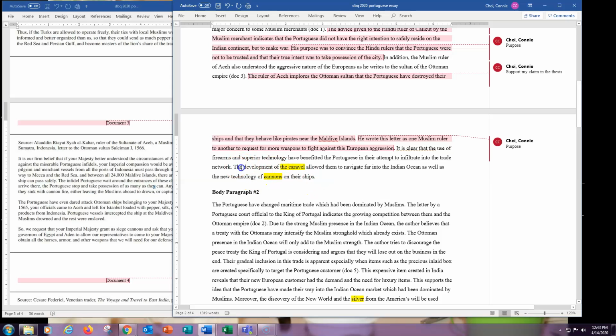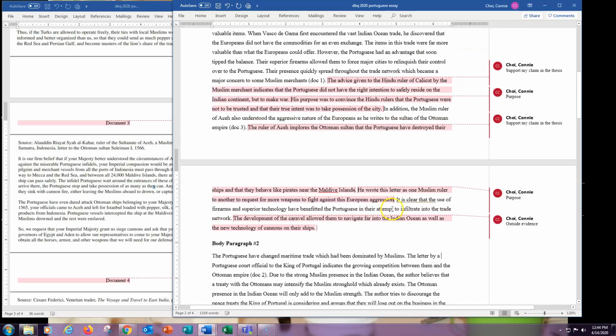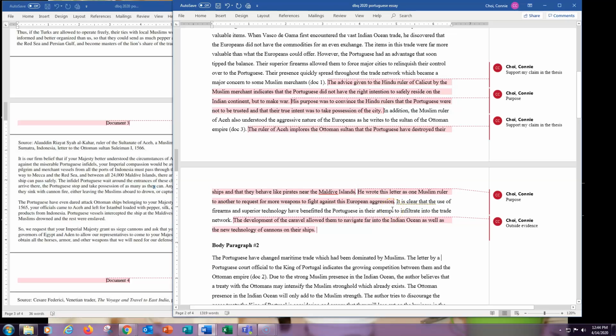So here what I am doing is using outside evidence, and I have basically used it to support the fact that the Portuguese have the upper hand because of the new technology. So here is my outside evidence. And for this year's DBQ, I am keeping this super short. Normally I would maybe even write 2 sentences for outside evidence, but because we only have 45 minutes, technically 35 minutes after 10 minutes of reading, I want you guys to be concise and get to the point and then move on, okay?